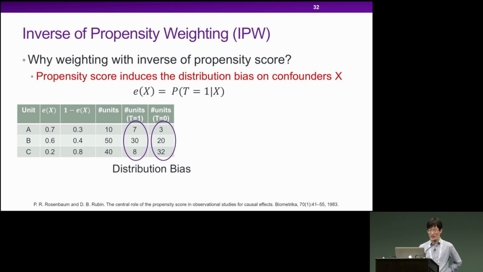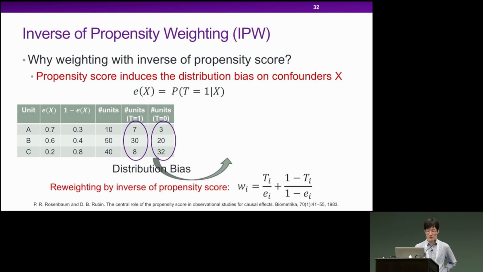One way is to use the inverse of the propensity score to reweight the samples. So the weight is represented in this way. That means in the treated group, you use the inverse of the propensity score to weight, and in the control group, you use the inverse of 1 minus the propensity score to weight. So if we do that, let's see the result.